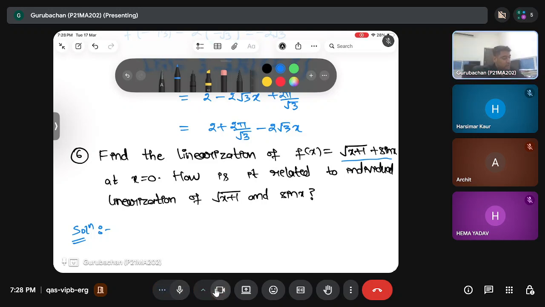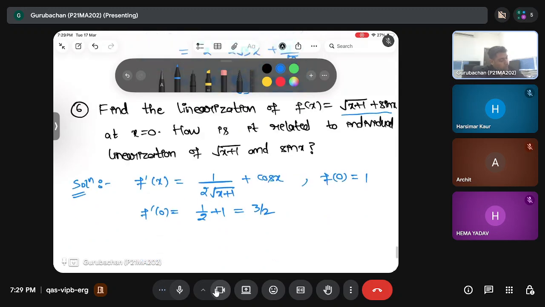What is the linearization of f(x)? Sir, it is 1 plus 3 by 2 x. Okay, so f'(x) is 1 by 2 root of x plus 1 plus cos x. f'(0) is 1 by 2 plus 1, which is 3 by 2. And f(0) is nothing but 1. So the linearization of this f(x) is nothing but 1 plus 3 by 2 times (x minus 0), which can be written as (3x plus 2) by 2.